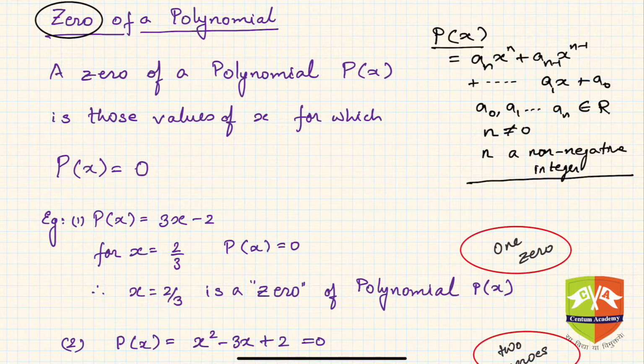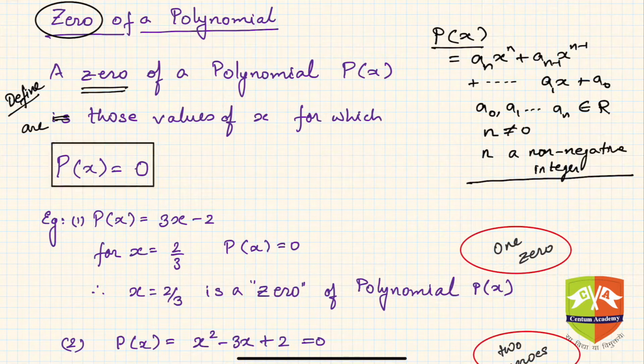Now, in this session, we are going to understand the concept called zero of a polynomial. So, whenever a polynomial is given to you, can you find out what a zero of a polynomial is? Let us first define a zero. What is a zero of a polynomial? As the name suggests, zeros of a polynomial are those values of x for which p(x), the polynomial itself, becomes zero.